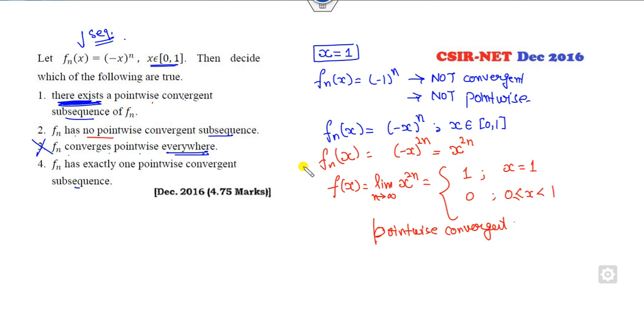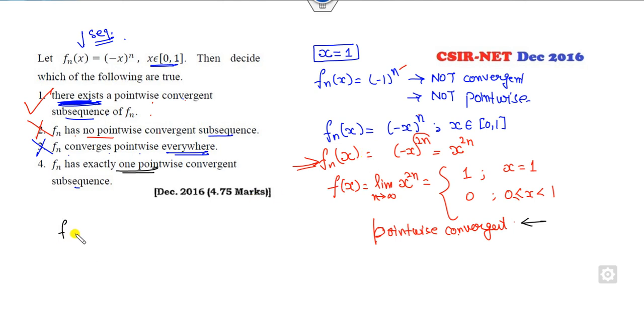Fine. So this is my subsequence. Instead of n, it is 2n. It's my subsequence which converges here. So this is the right answer. If there is no pointwise convergent, it is automatically cancelled out. He said there is exactly one pointwise convergent. So this is one pointwise convergent. Can you find any other pointwise convergent?